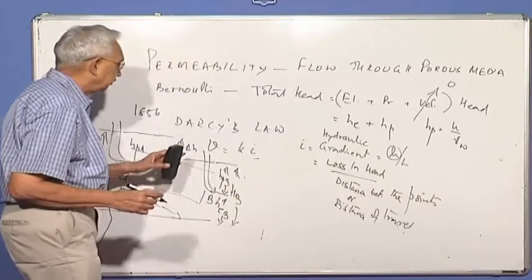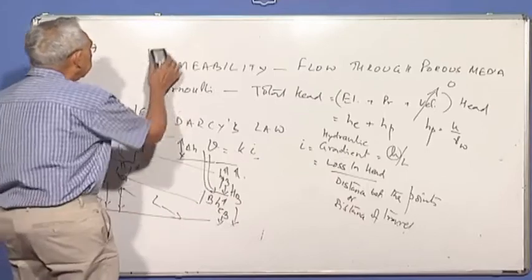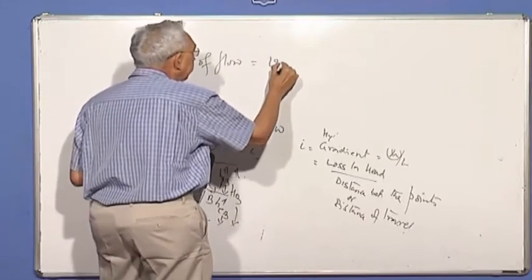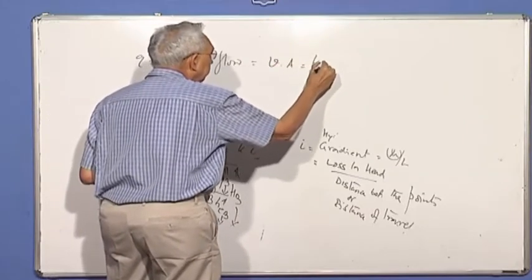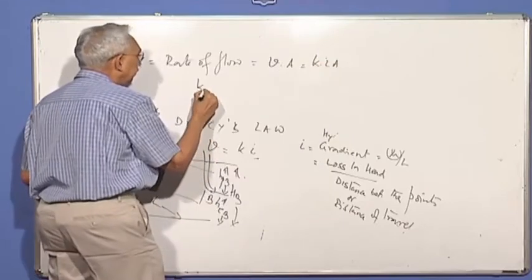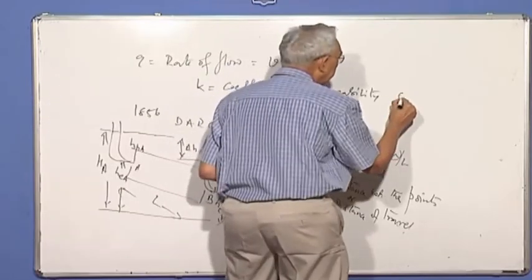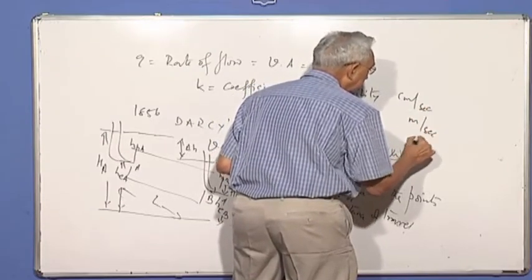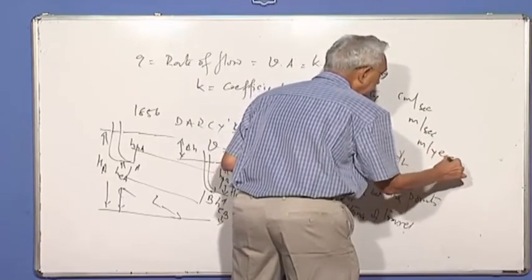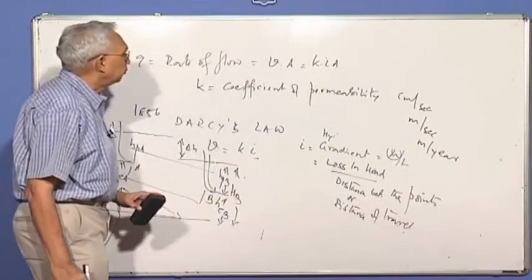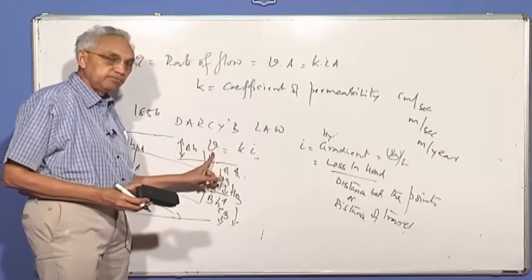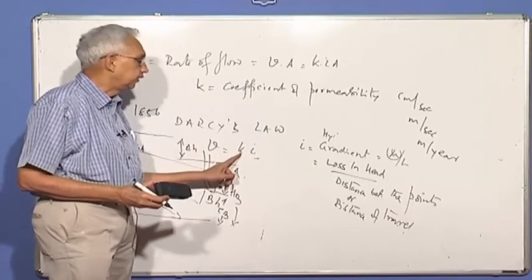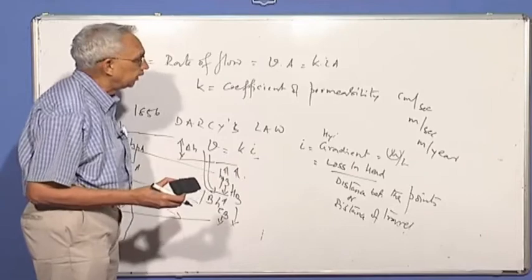So based on this velocity, you can calculate the rate of flow. Q, the rate of flow, is equal to V into area, so K, permeability, into I. Please remember, the coefficient K has units in centimeters per second, meters per second, or you can say meters per year. Any one of these you can use. Because as you can see here, V is velocity, units are centimeters per second, I is gradient, dimensionless, so K has to be in terms of centimeters per second.